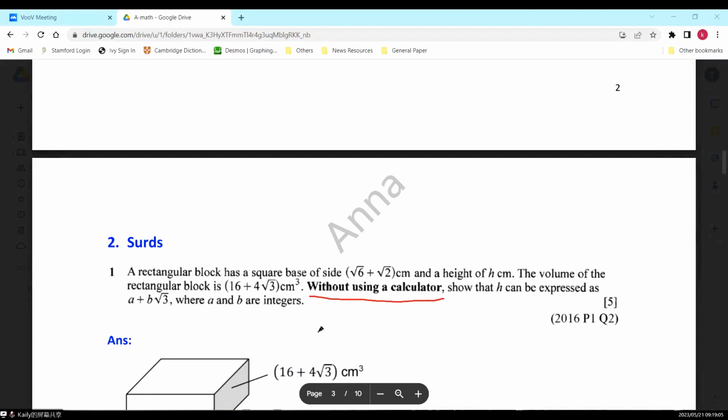Okay? And another thing about questions that say without using a calculator is that you have to be a bit more explicit in your working. The markers will want to see every step of your thought process. Otherwise, sometimes they'll be like, wait, how do you get here? Do you use a calculator? Then depending on the marker, you may or may not lose some marks due to the clarity of your workings. Okay?